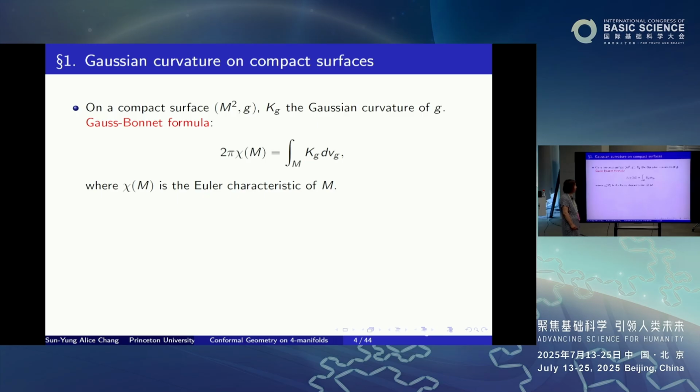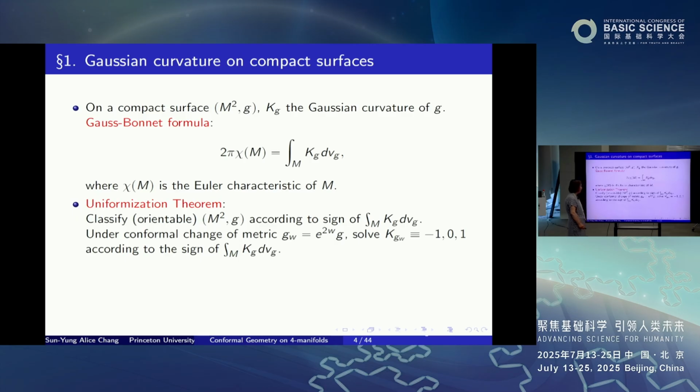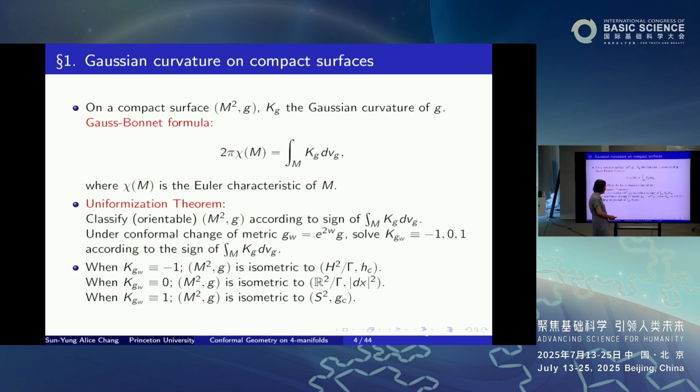Okay, so a very brief review on two manifolds. We have the Gauss-Bonnet formula. The left-hand side is a topological quantity. The right-hand side is the curvature, an analytic property. And then, of course, we have the uniformization theorem. That is, depending on the sign of the integral of the Gaussian curvature, or the sign of the Euler characteristic, we can essentially, up to isometry class, classify the compact surfaces.